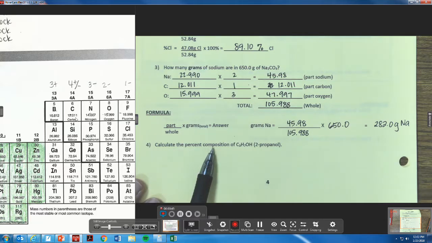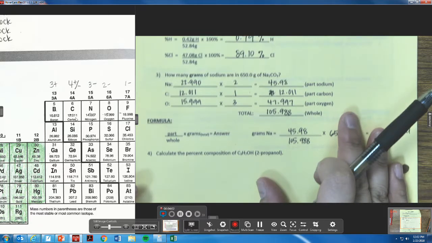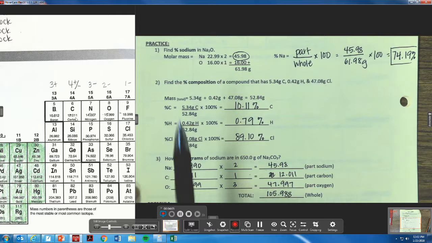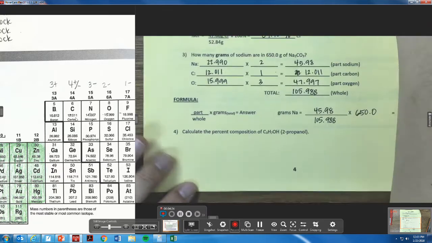All right, so number 4 says calculate the percent composition of C3H7OH, which is 2-propanol. 2-propanol is just the name of this compound. Your question says percent composition, so is it going to be like number 1, number 2, or number 3? It's going to be like number 2. That means we have to find the total mass of our compound and then calculate each single element's percentage.